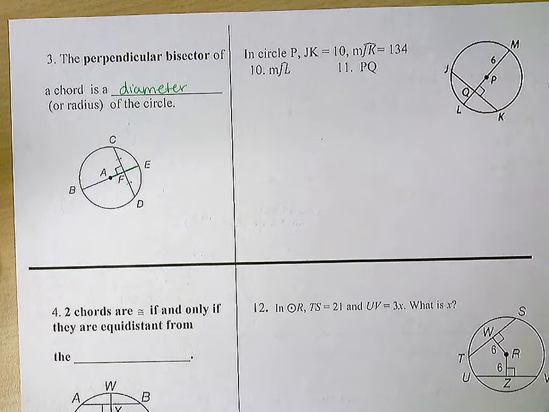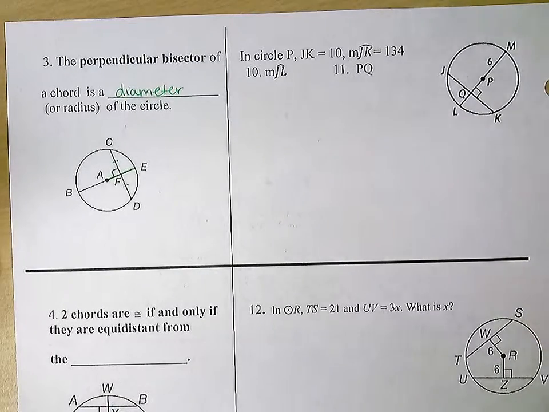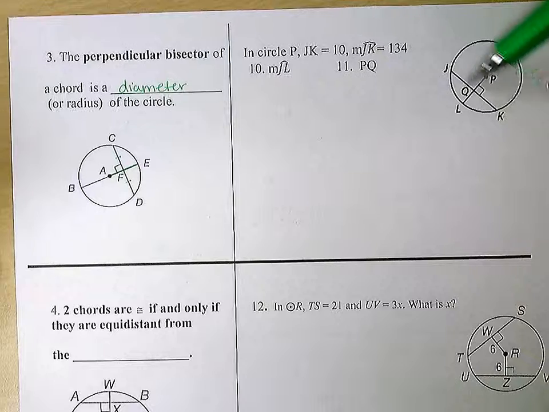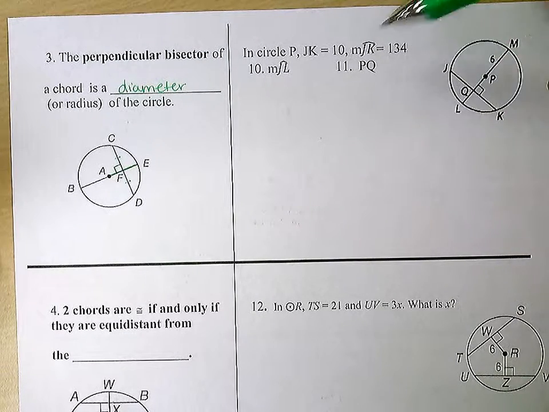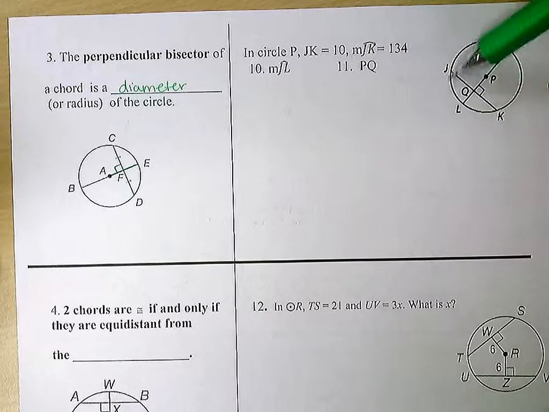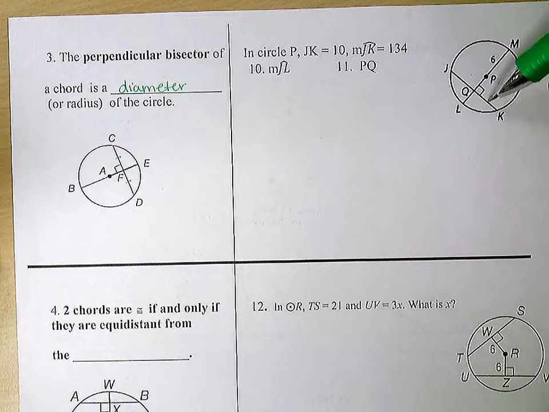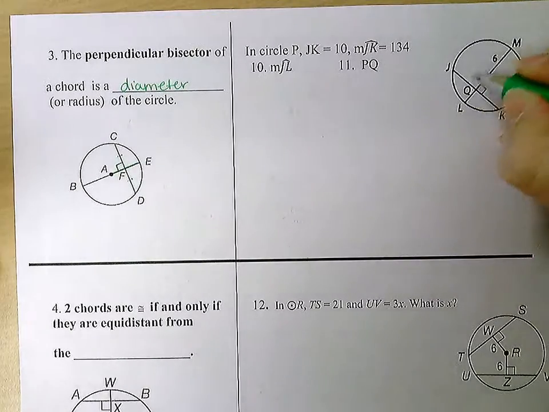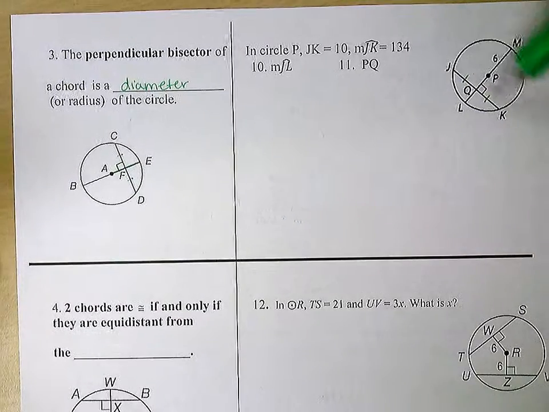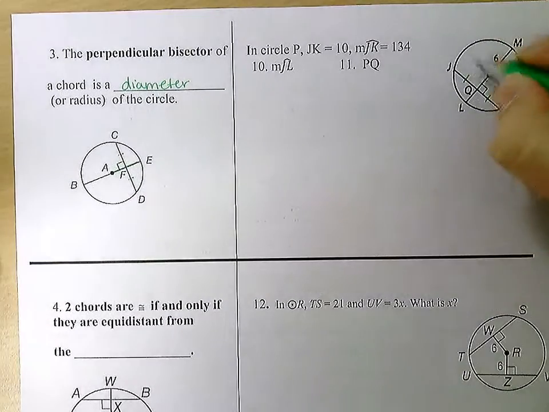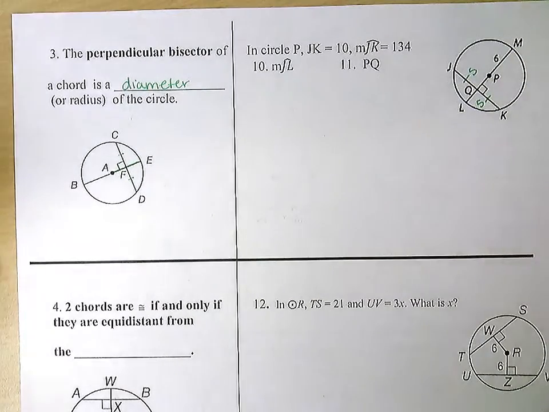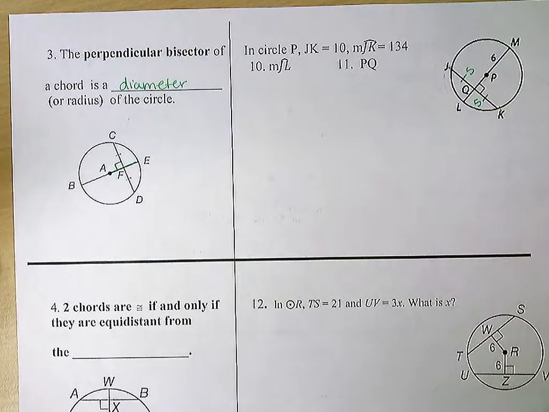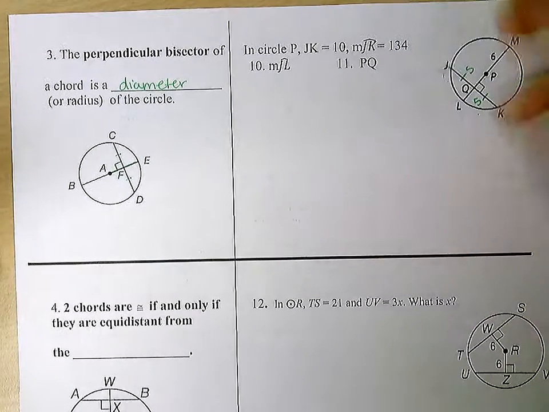Okay, so looking at our examples to the right, in circle P, so our circle at the right, JK, that length is 10. And arc JK is 134. Right? Since this is perpendicular and a diameter, what do I know about these pieces? They're the same. If JK is 10, JQ would be 5 and QK would be 5. Now what about my arc? If my arc from J to K is 134, each of my smaller arcs would be 67.